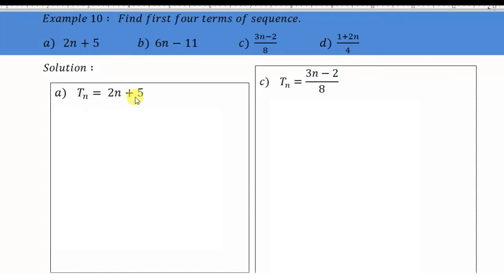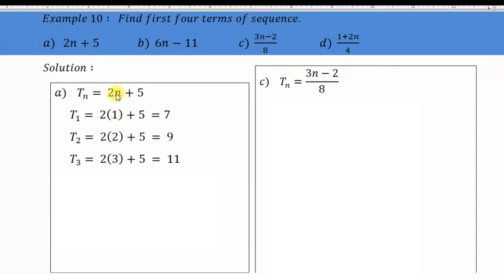Let us take 2n plus 5. And to find the sequence, what do we do? We put n equals 1, n equals 2, n equals 3, and n equals 4. So what do we get?